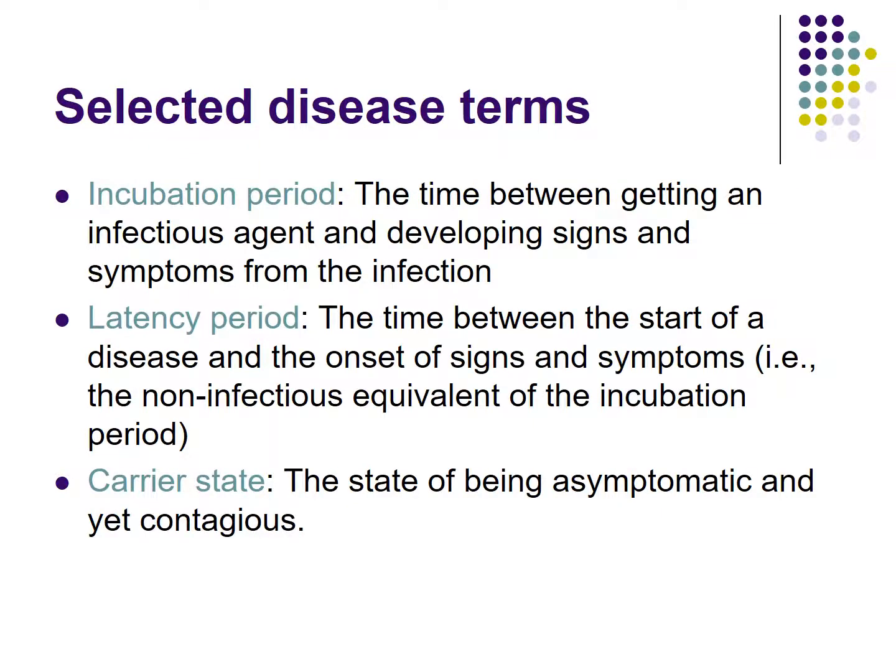Okay, incubation period is the time between getting an infectious agent and developing the signs and symptoms. So the time between getting chickenpox and developing a rash, for example, would be the incubation period. Latency period is the time between the start of a disease and the onset of signs and symptoms. This is like the incubation period, except it's not referring to an infection, but something non-infectious. So the time between getting high blood sugars and developing symptoms. A carrier state is a state of being without symptoms and yet contagious.